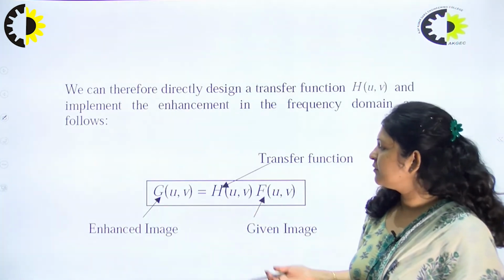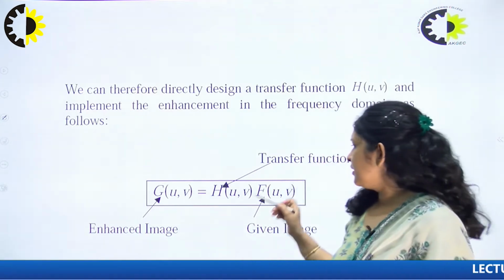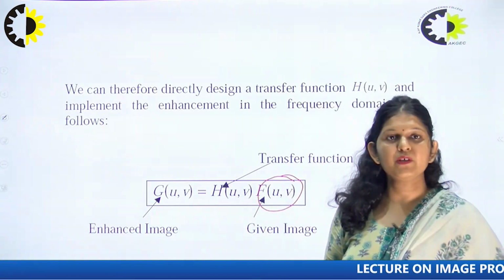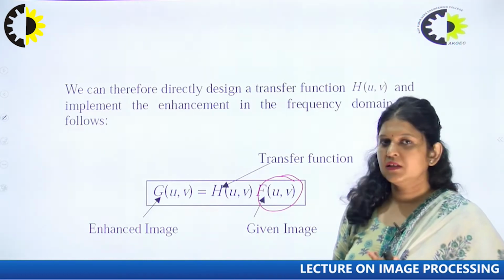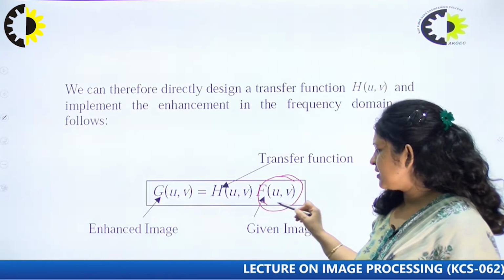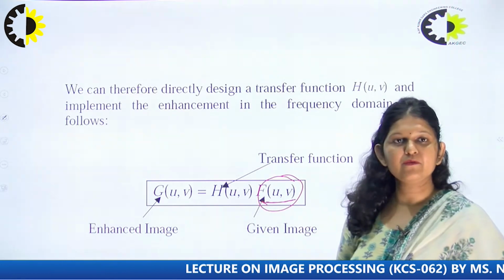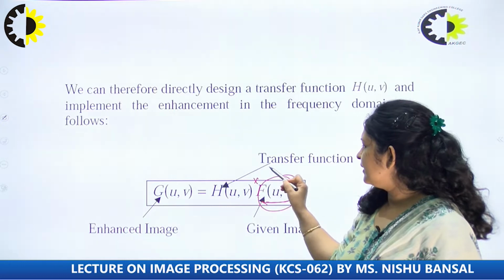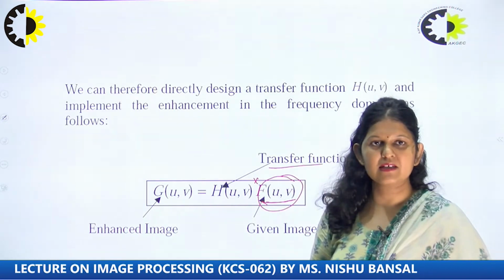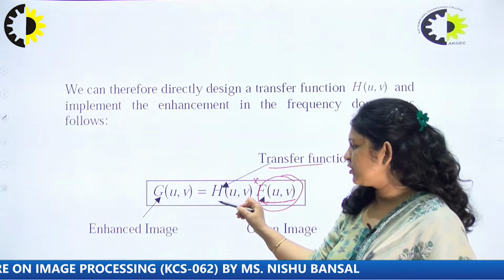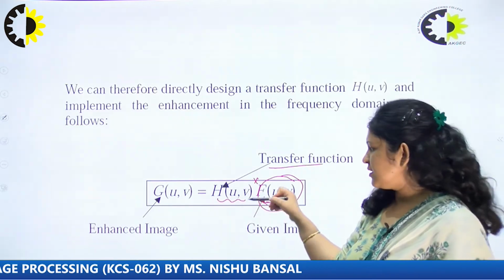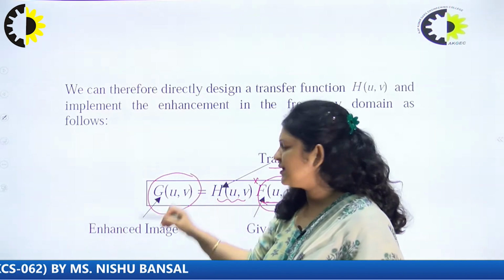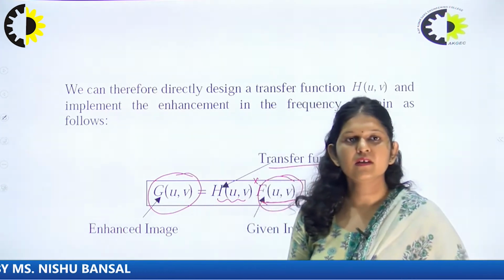So simply, in the frequency domain, if I have an image which is converted from the spatial domain to the frequency domain using the Fourier transform, which we represent as capital F of u comma v, we simply multiply it by the transfer function, that is, the mask in the frequency domain, H of u comma v. This is applied over the given image and the result is an enhanced image G of u comma v in the frequency domain.